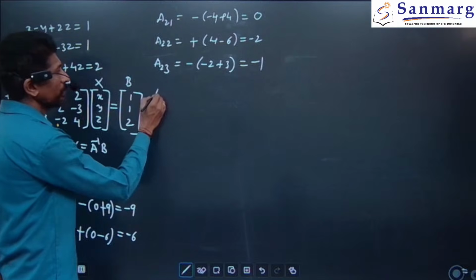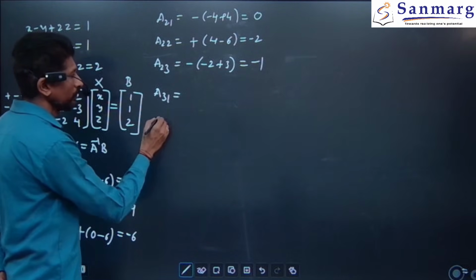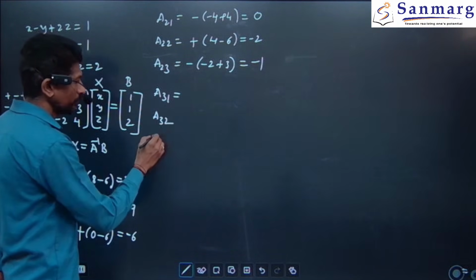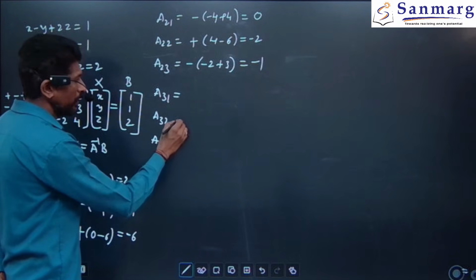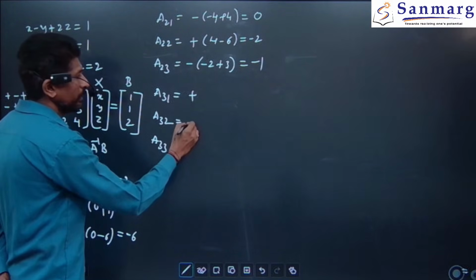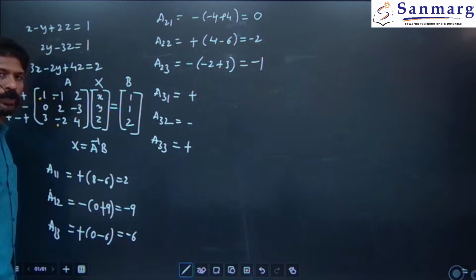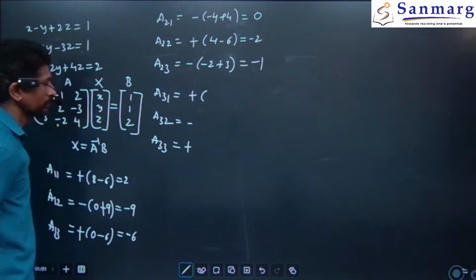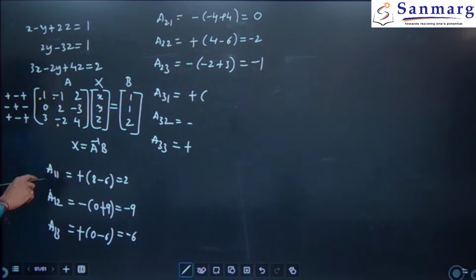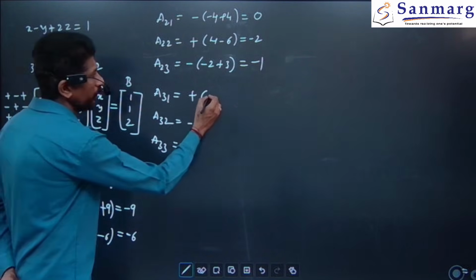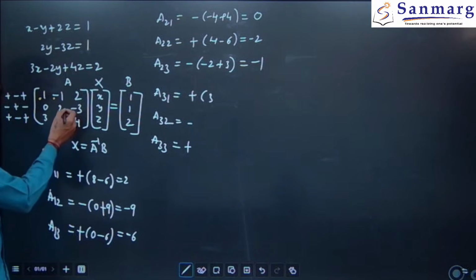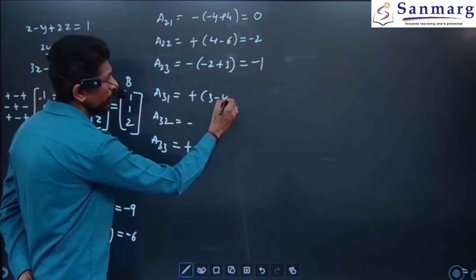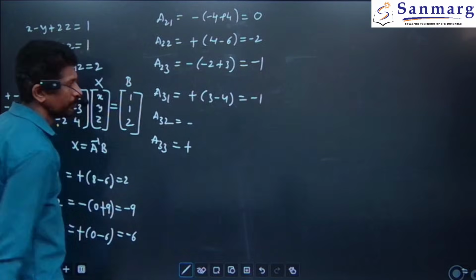So again find the third row cofactors now. That is a31, a32 and a33. Consider the cofactor of 3 here. Eliminate the third row and first column. Minus 1 into minus 3 is plus 3. Next, 2 into 2 is minus 4 here. So the answer is minus 1 here.